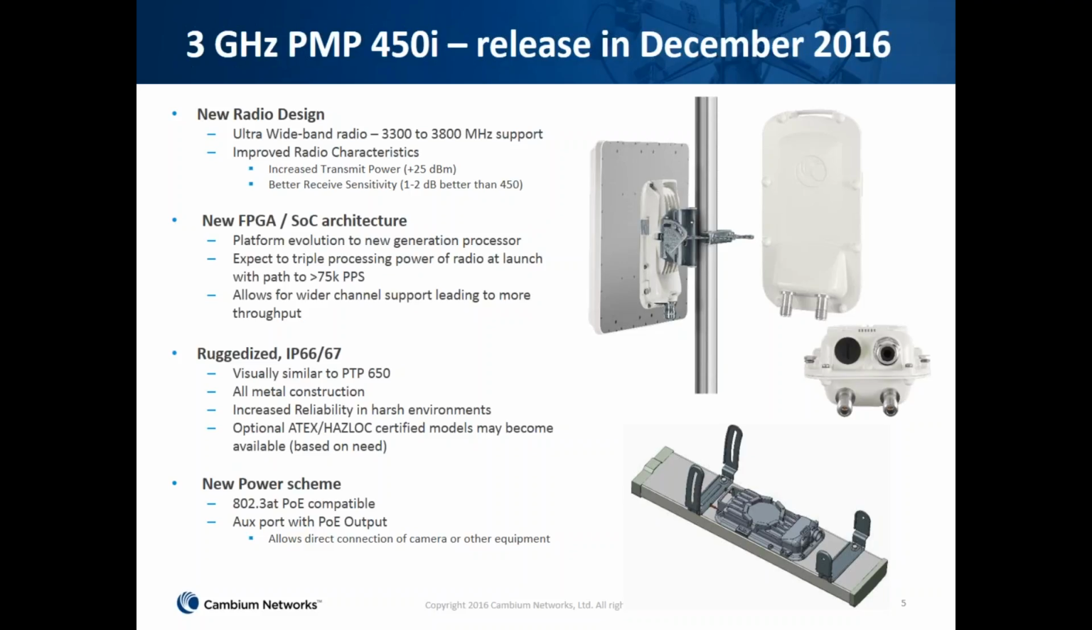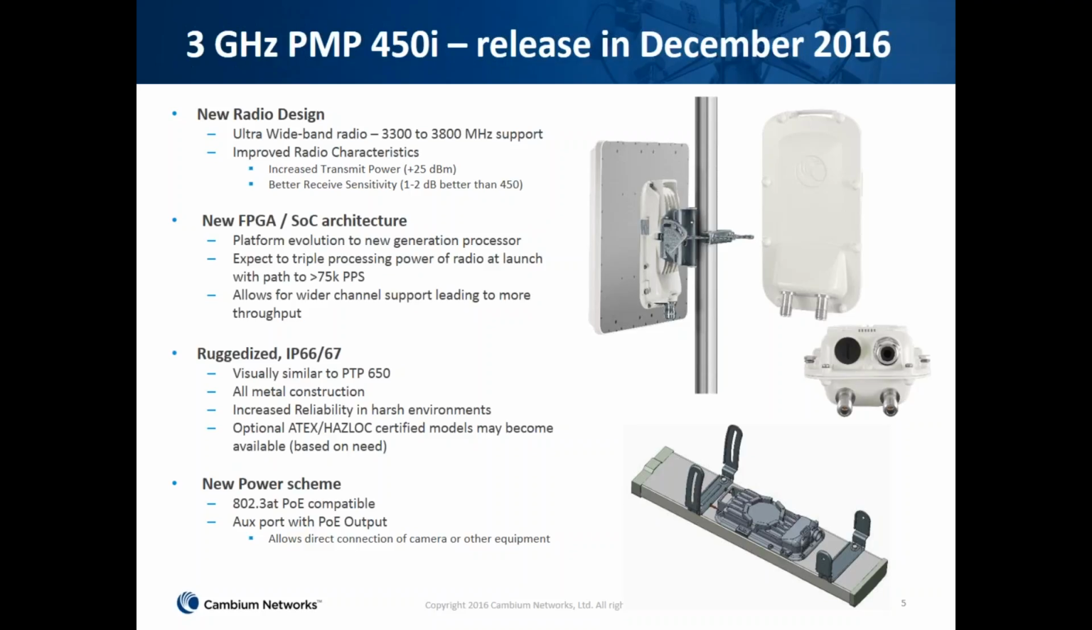It is built upon that new FPGA system on a chip architecture. It has about 50,000 packets per second now, but we are looking to improve that over time within the next year or so. We are able to support 30 and 40 meg channels on this product, so we can achieve those higher throughputs that are required. It looks very similar to the 650 product, or exactly the same housing as the 5 gig 450i as well, to increase reliability and capabilities in harsh environments. And then we may do ATEX HAZLOC if there's a strong market demand for that.